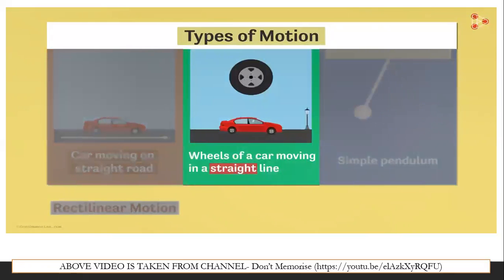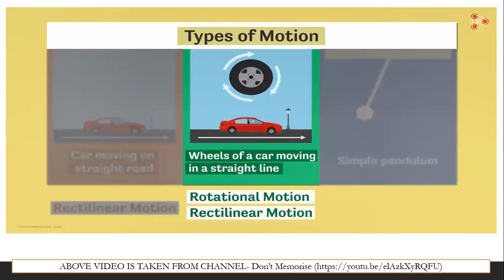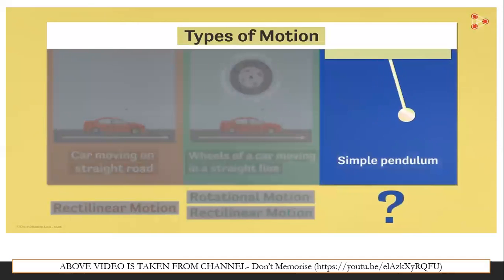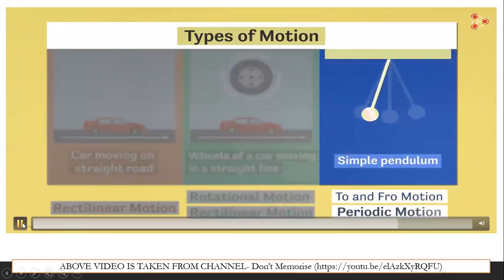Which type of motion are the wheels of an automobile performing? Are they undergoing rotational motion or rectilinear motion, or both? Since the automobile is moving in a straight line, its wheels are undergoing both rectilinear and rotational motion at the same time. What about the simple pendulum? We know that a simple pendulum performs to and fro motion. This to and fro motion repeats itself in equal intervals of time. So it's undergoing periodic motion.